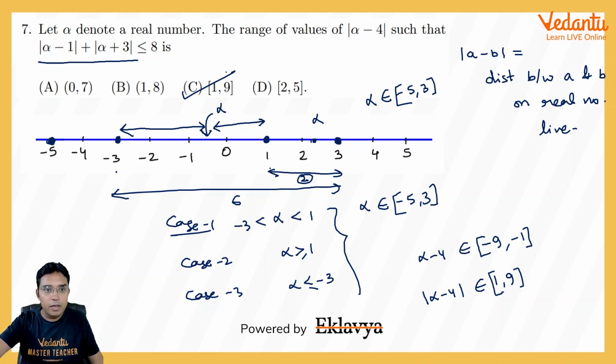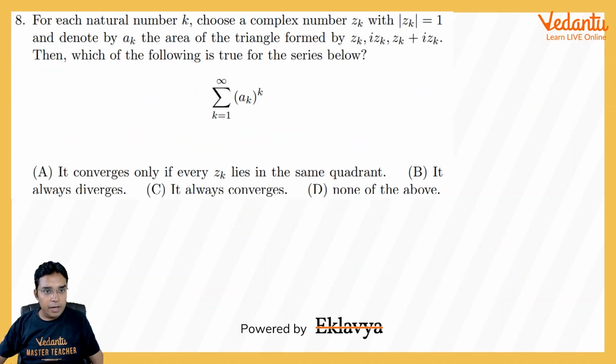Okay, coming to the 8th question. It says for each natural number k, choose a complex number zk with mod of zk equal to 1, and denote by ak the area of the triangle formed by zk, i zk and zk plus i zk. Then which of the following is true for the series given below? So first let us try to find out this area ak.